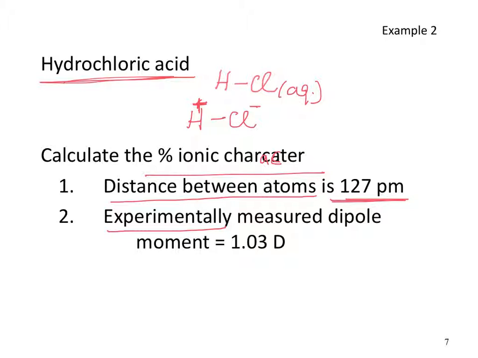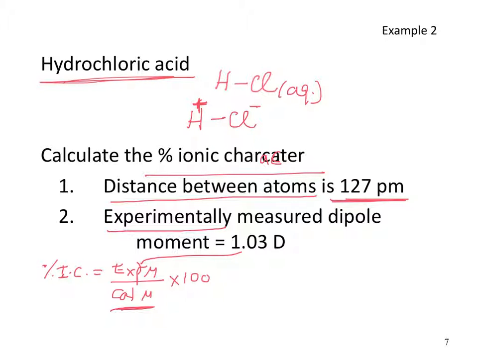Recall from the previous slide, I said that the percentage ionic character is equal to experimental mu divided by calculated mu times 100. This experimental value is given to be 1.03 Debye. If I am able to determine the calculated value, I would be able to determine the percentage ionic character.